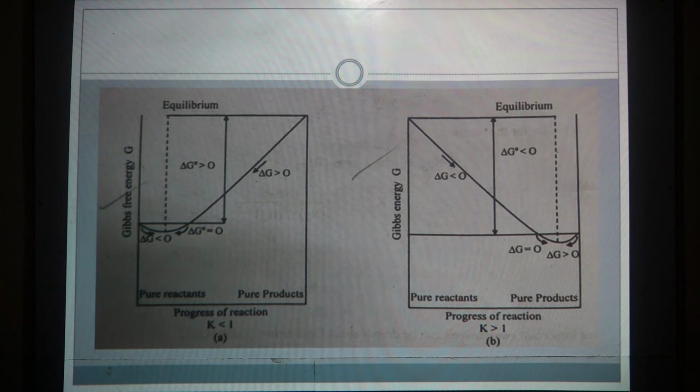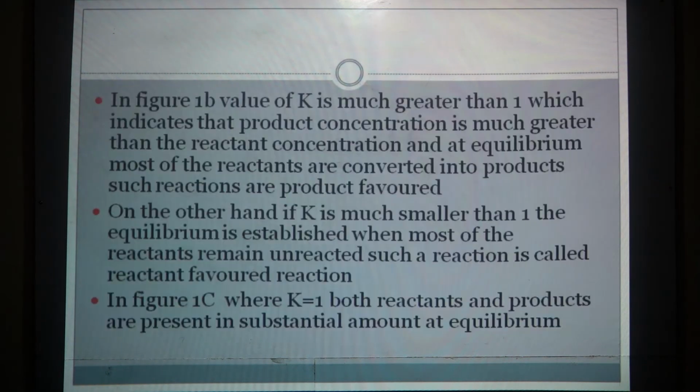Now see the diagram and what we read here. The value of K is much greater than 1, which indicates the product concentration is much greater than the reactant concentration, and at equilibrium most of the reactants are converted into products. Such reactions are product favored. On the other hand, if K is much smaller than 1 and equilibrium is established when most of the reactants remain unreacted, such a reaction is called a reactant favored reaction.